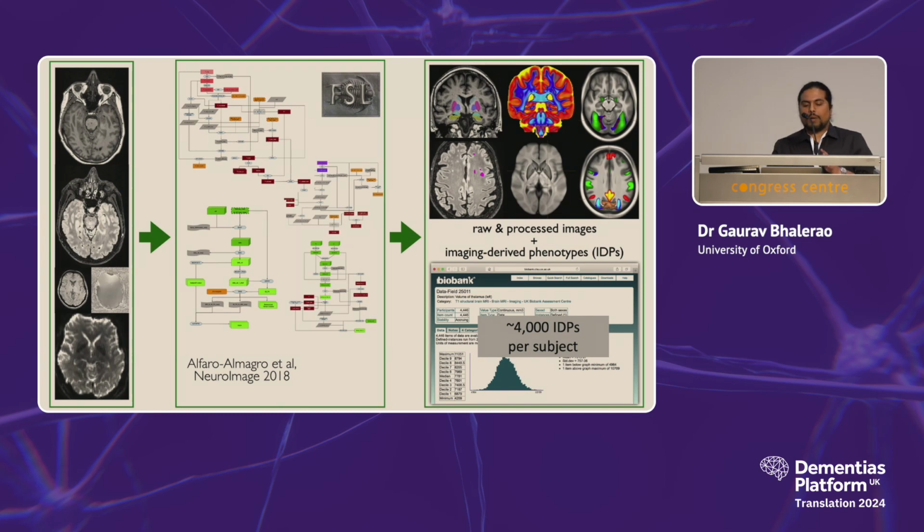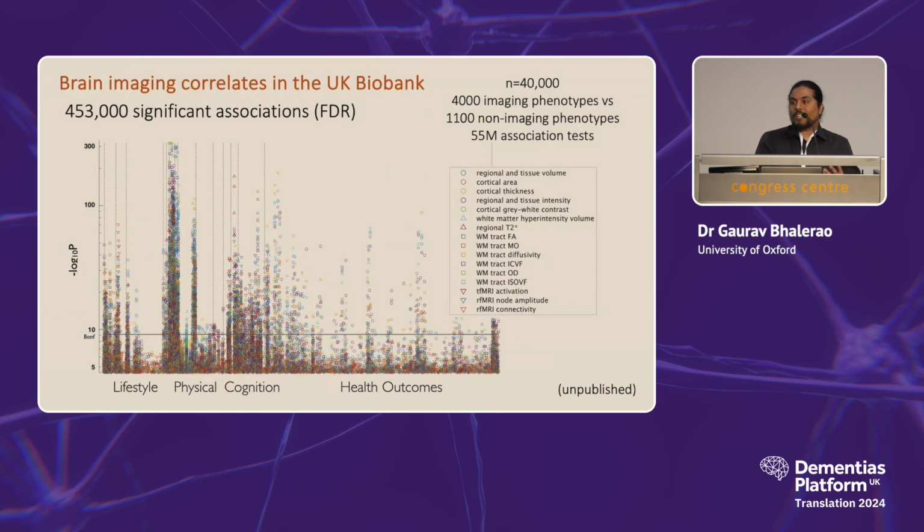So a brief introduction about UK Biobank brain imaging pipelines, which have been designed to analyze data from UK Biobank. For each single subject's data, it generates approximately 4,000 image-derived phenotypes. And what can be done from these image-derived phenotypes? You can see this scary-looking plot where each dot is a brain MRI measure, and it shows the association with non-imaging variables like lifestyle, physical health and cognition. So this is the power of the UK Biobank pipeline.